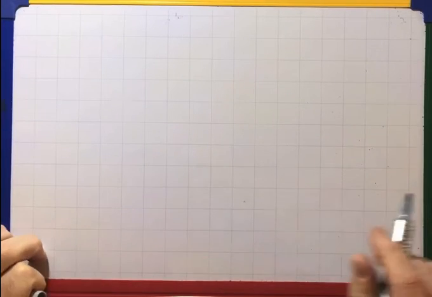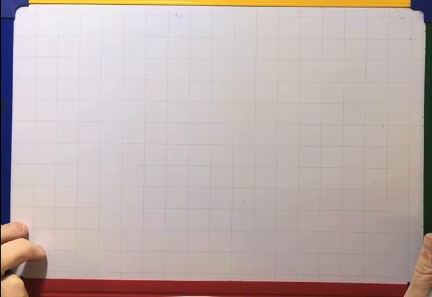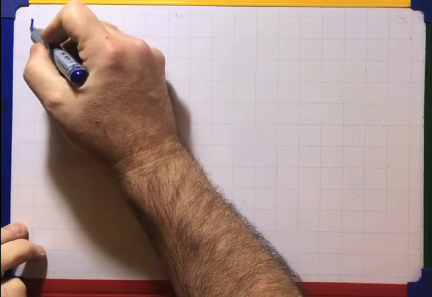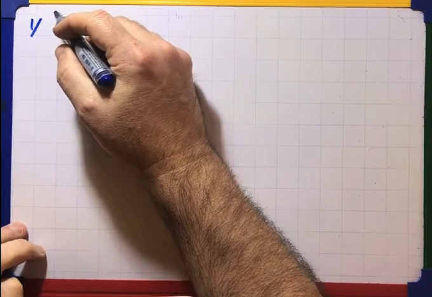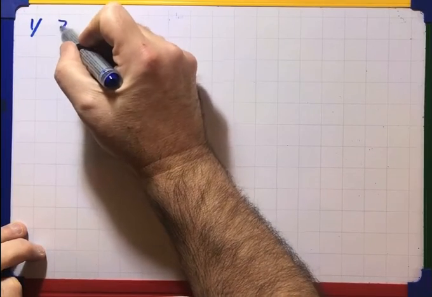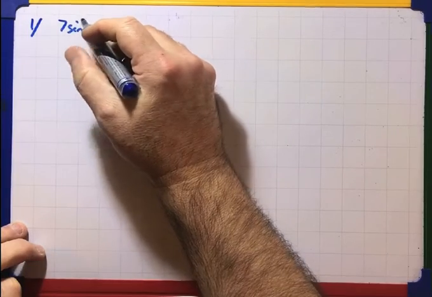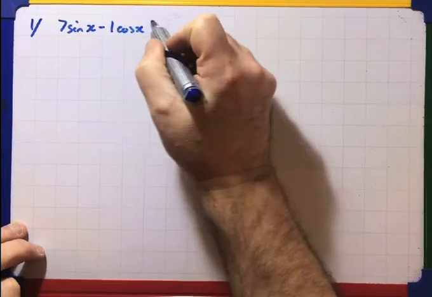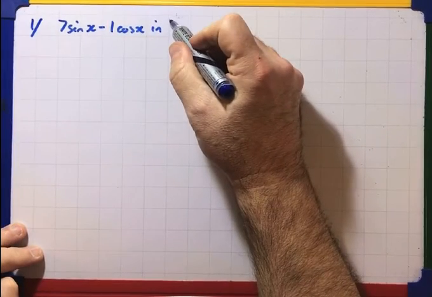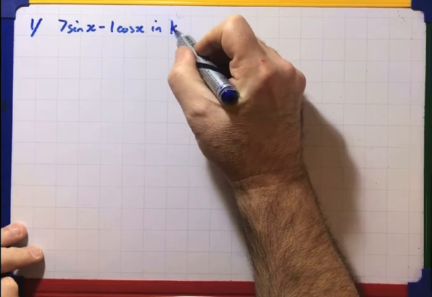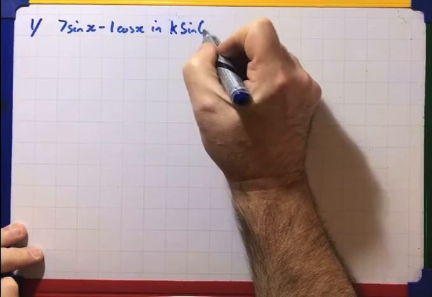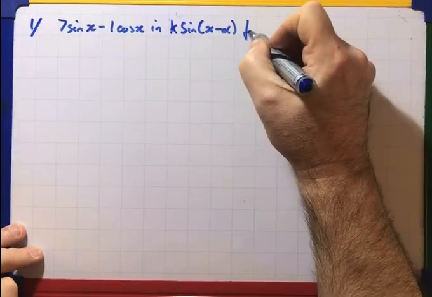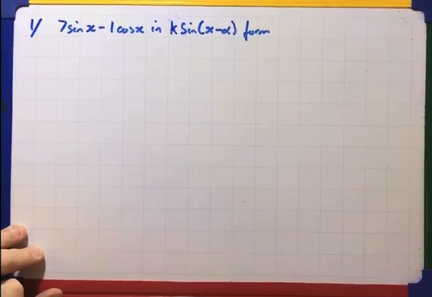Okay, today we're going to go through the wave function questions on the quiz. The first one asks you to write 7 sine x minus 1 cos x in k sine(x minus alpha) form. And then the second bit is use that.